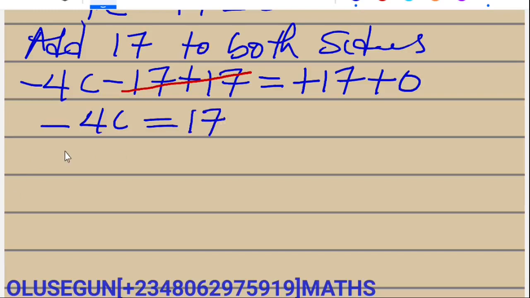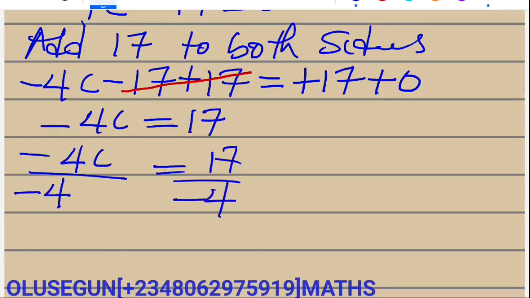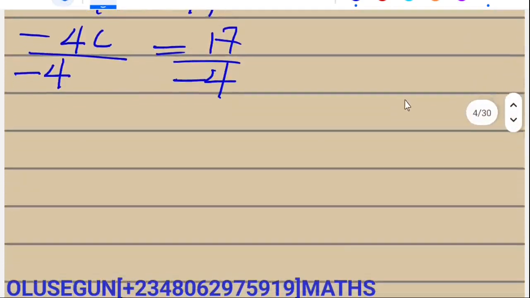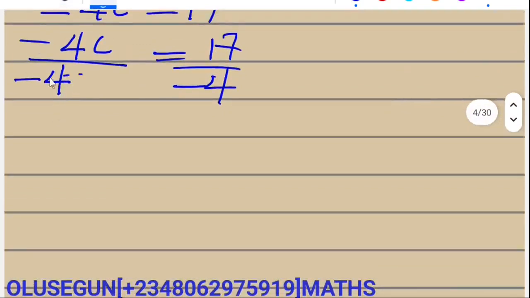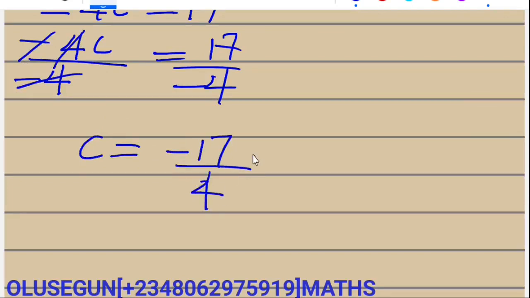So let's divide both sides by minus 4. 17 divided by minus 4. So therefore, this cancels, this cancels. We have our c to be minus 17 over 4, which can be written as minus 4 whole number 1 over 4. So we are able to have solved this as a first example.